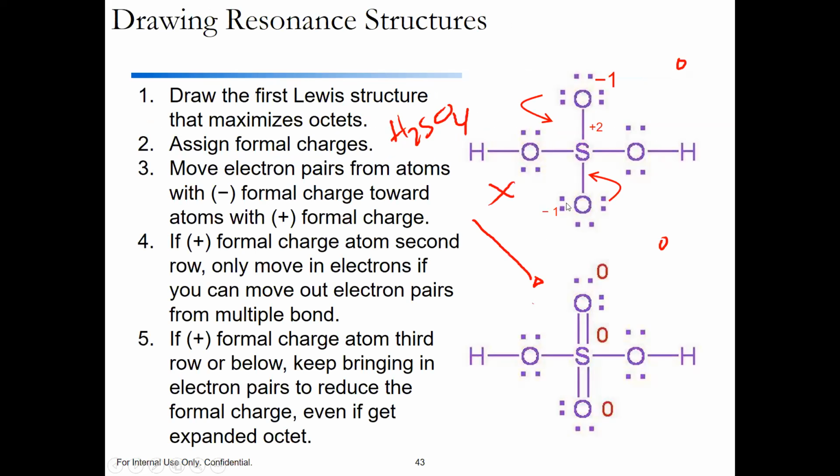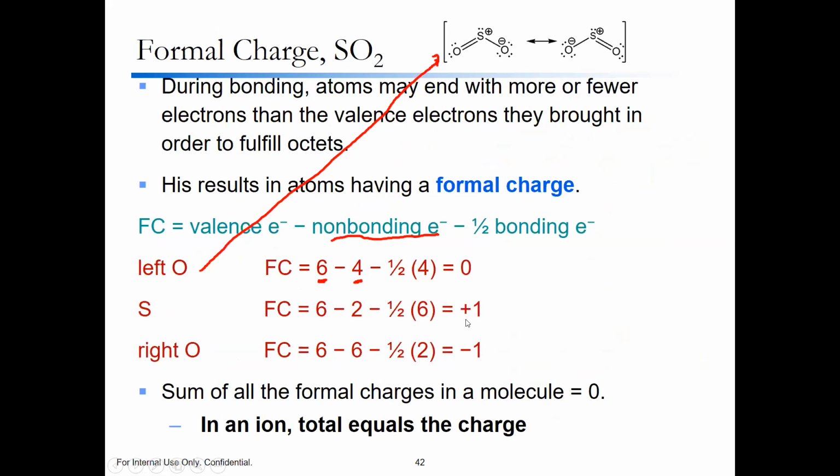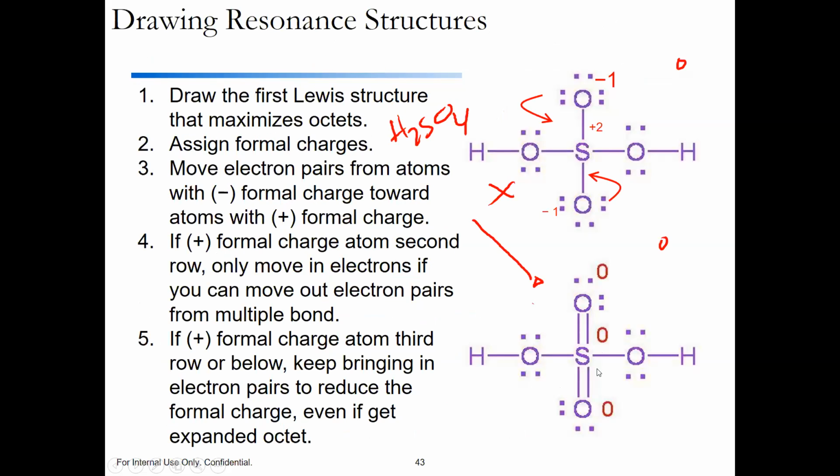When you could draw 2 Lewis structures, so both of these structures are Lewis structures, then you have to make a decision which Lewis structure is the correct one. You have to calculate the formal charges. We have this slide over here, calculate the formal charges. And the one that has the lowest number of formal charges is going to be the correct structure.